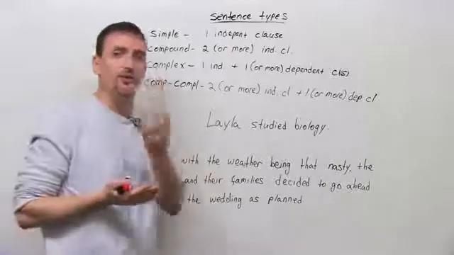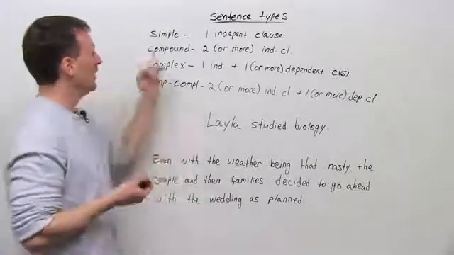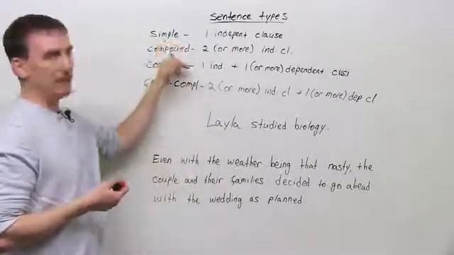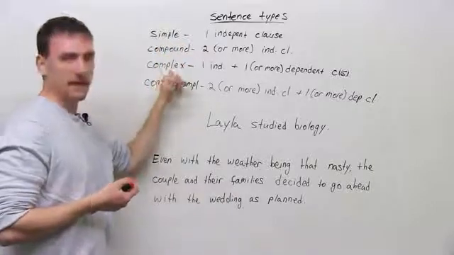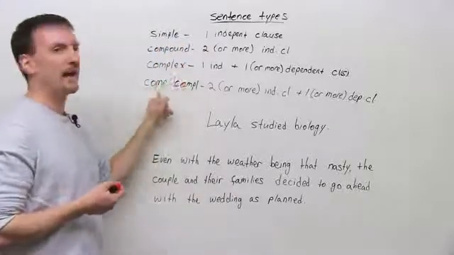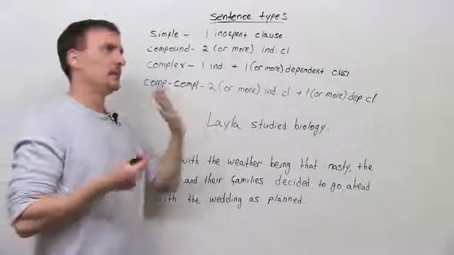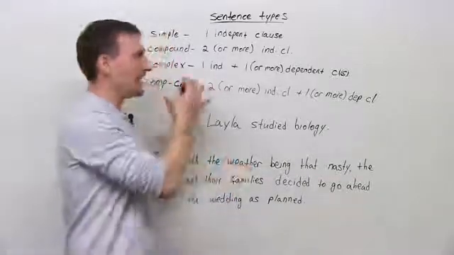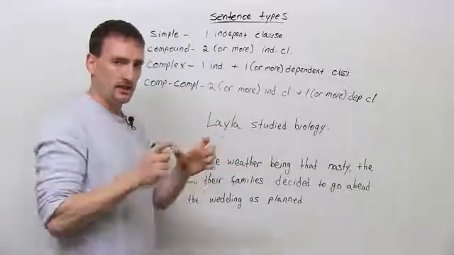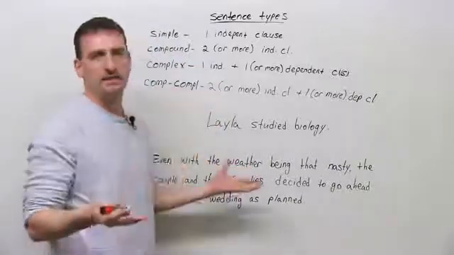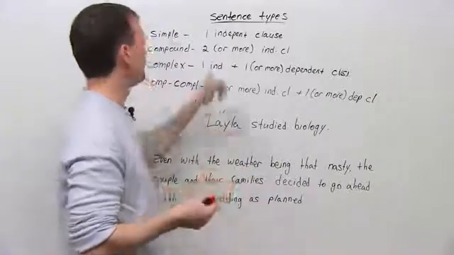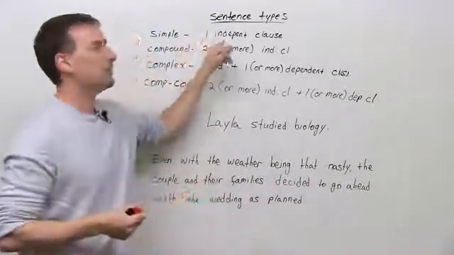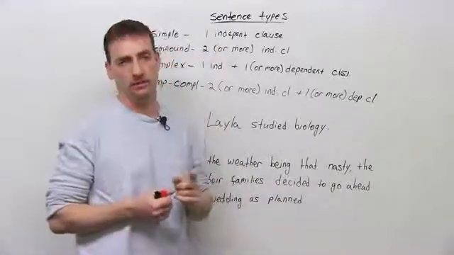Luckily, you only need to know 4 sentence types. We have simple sentences, compound sentences, complex sentences, and compound complex. Now, this is not exactly easy, but it's not exactly hard either. If you figure out what you need to have in each sentence type, just make sure it's there, okay? Let's start. A simple sentence has one independent clause.